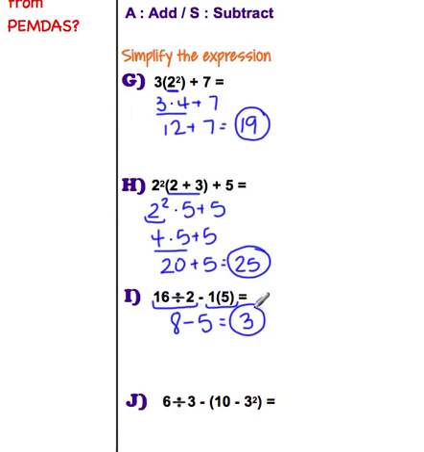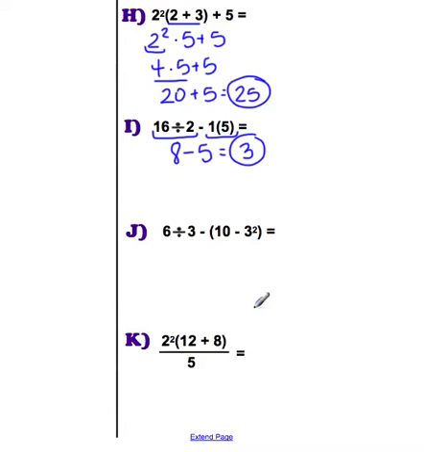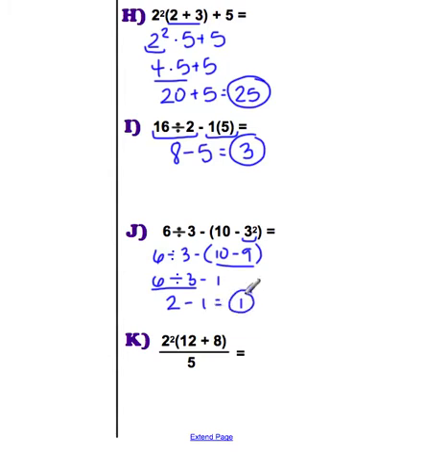Then we take a look at example J. First we're going to do the exponents because it's within the parentheses and we can't do the parentheses until that's taken care of. So now you have 6 divided by 3 minus 10 minus 9. Next we'll do 10 minus 9, which is 1. So now we've got 6 divided by 3 minus 1. Then 6 divided by 3, which is 2. 2 minus 1 is 1.